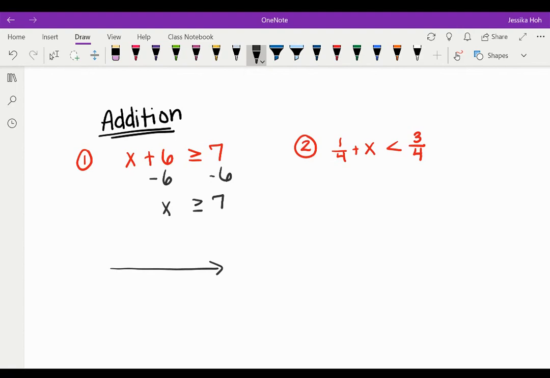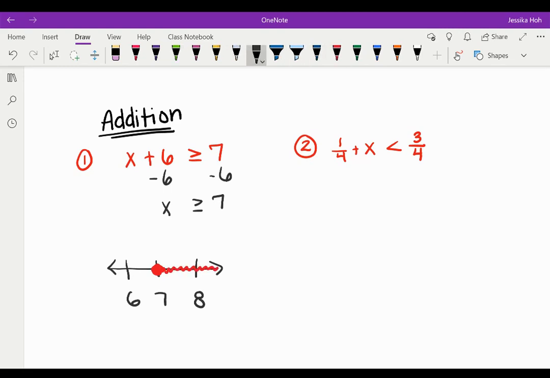To graph this, 7 in the middle, 8 and 6. It's going to be a closed circle, and x is going to be greater than or equal to 7. So it's going to be greater than 7.